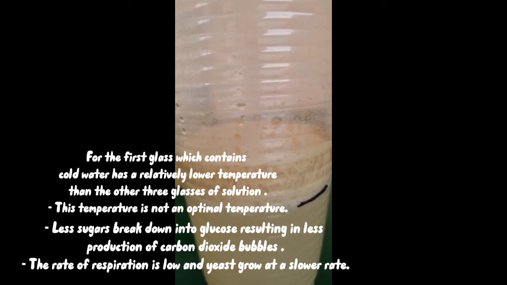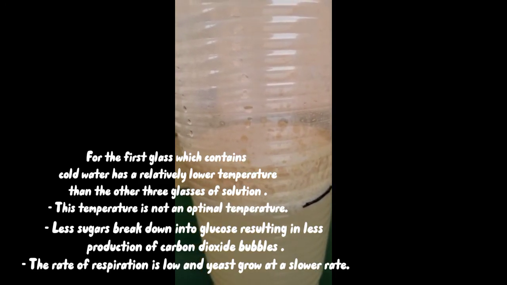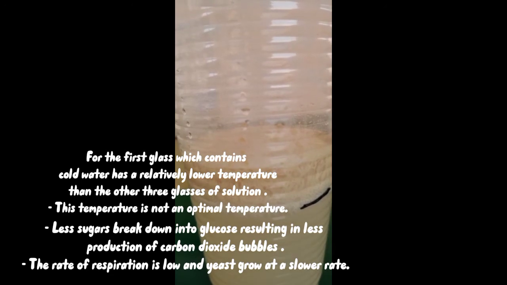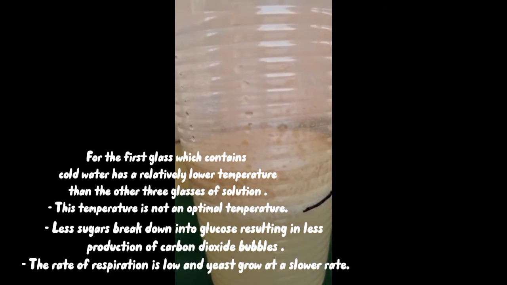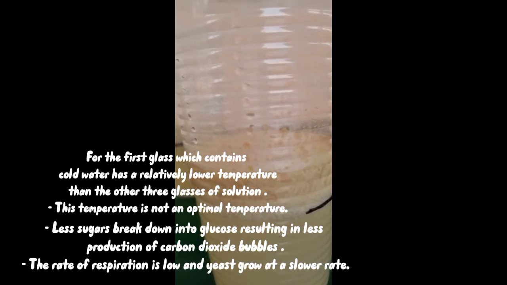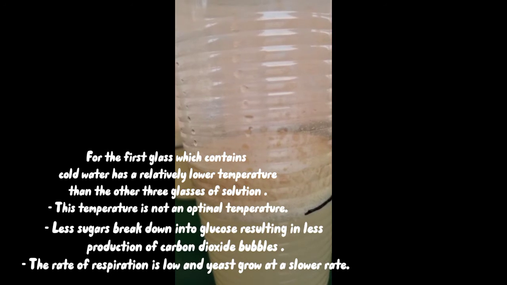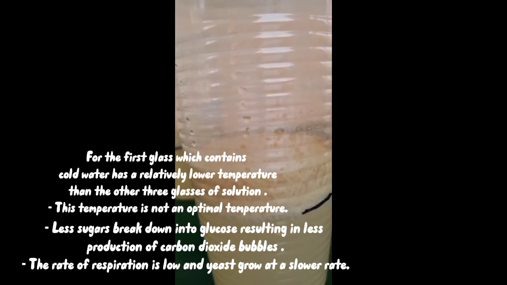The first glass, which contains cold water, has a relatively lower temperature than the other 3 glasses of solution. This temperature is not an optimal temperature, so less sugar breaks down into glucose, resulting in less production of carbon dioxide bubbles. The rate of respiration is low and yeast grows at a slower rate.